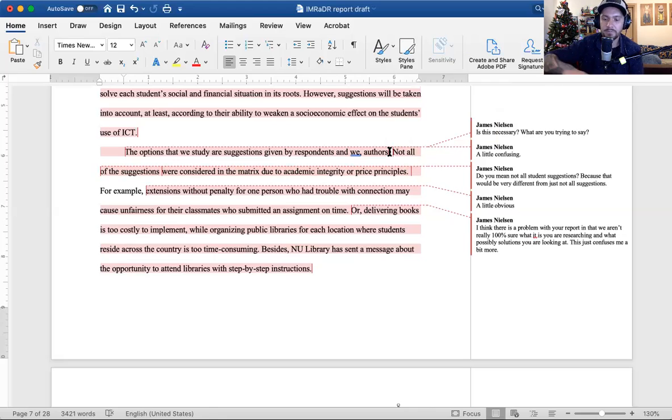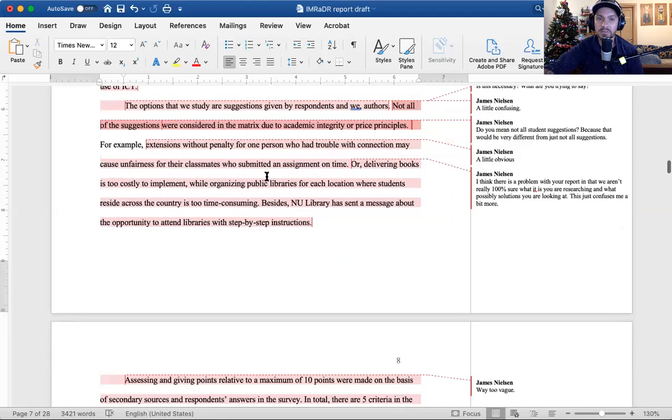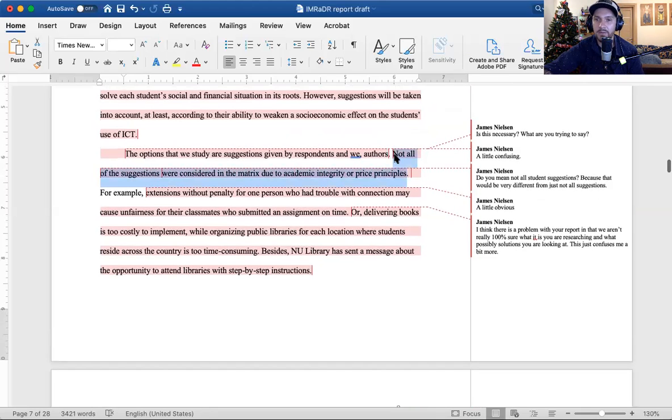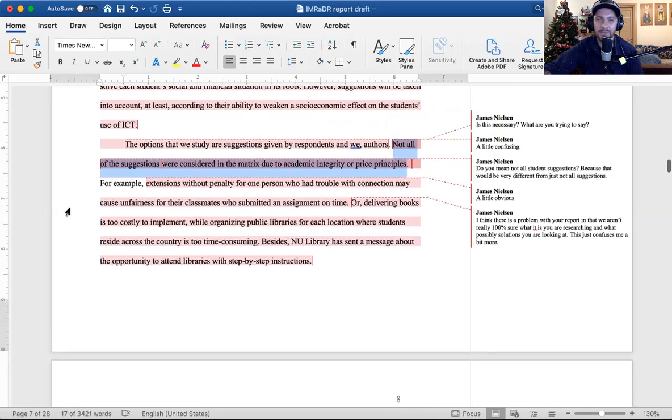Again, if we're to put 10 hours of work in over 7 weeks, finding a handful or a dozen or 2 dozen good sources, I don't think it's too hard. All right. The requirement is 5, but most students, I'm noticing, have more than that. Not all of the suggestions were considered in the matrix due to academic integrity and price principles. I don't know what that really means.